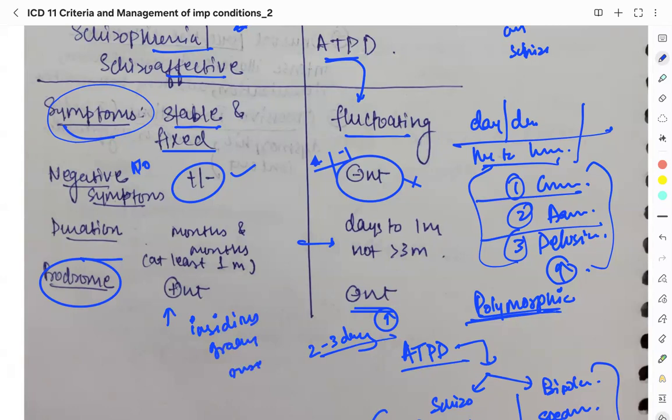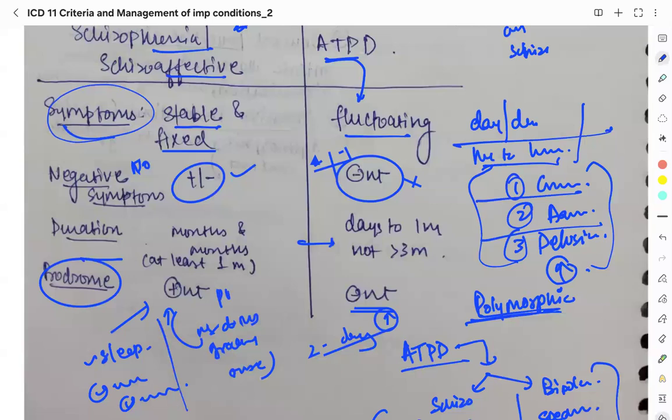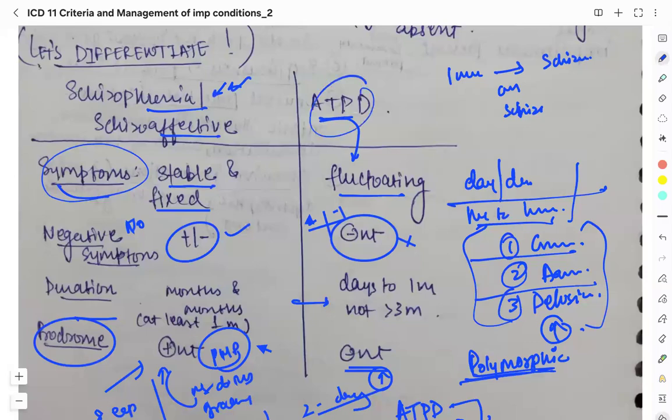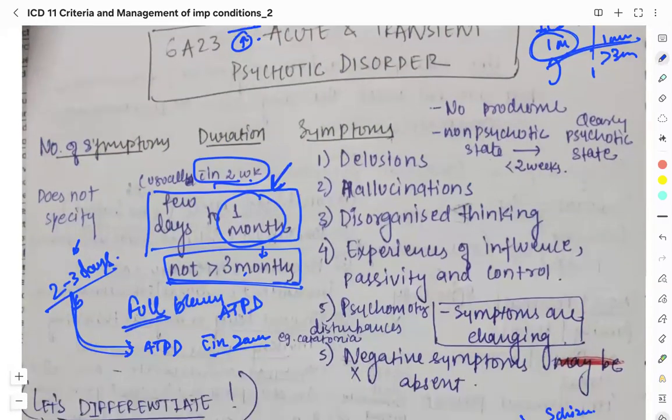So they will describe a lot of things like, he used to have sleep disturbances. He would go wander around. Unusual beliefs were present from before. Even the pre-morbid personality might be making them predisposed to getting schizophrenia. But in ATPD, this is not seen. So let us just look into the symptoms.